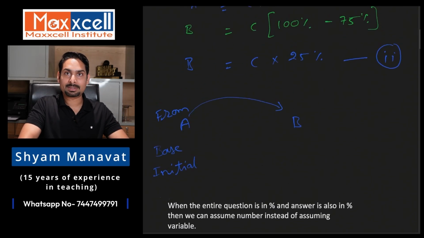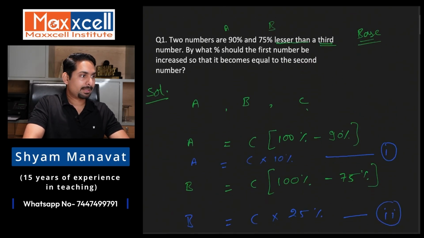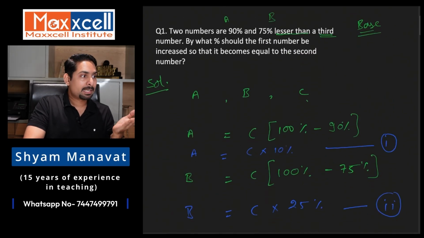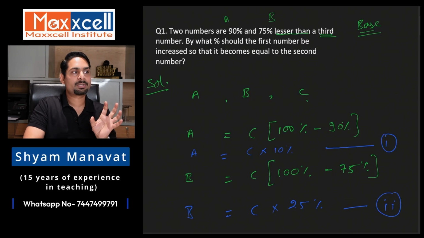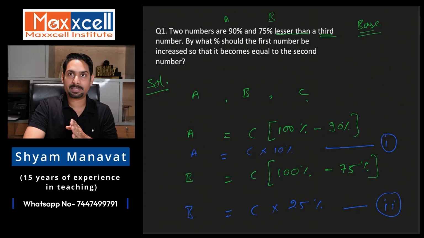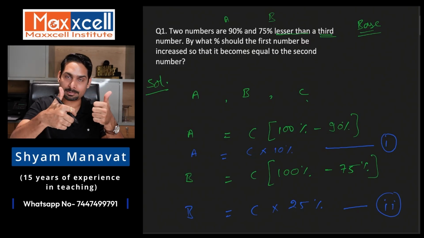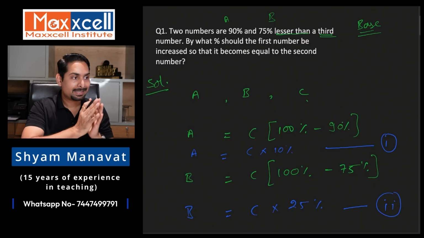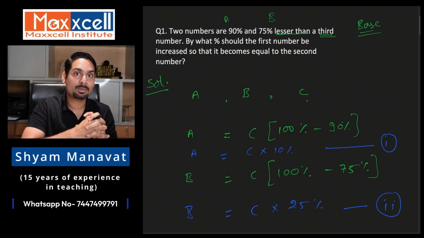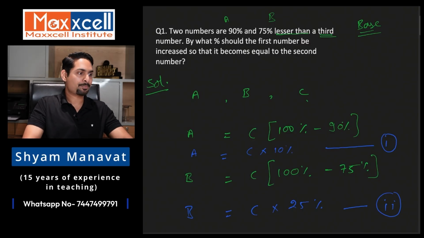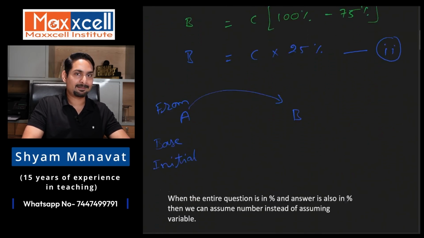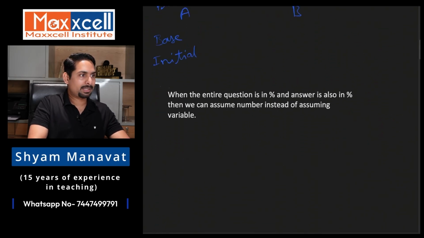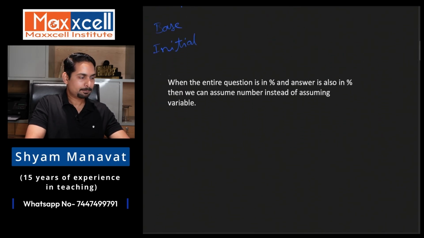Okay, let's see an example. Here we have an example. Two numbers are 90% and 75% less than the third number, and you need to find the answer also in terms of percentage, which says by what percent. So the question is in percent, and the answer is also in percentage. There is no number given in the question. In such a case, it will be easy for you to assume a number. Instead of assuming ABC, let's see how we can get it easier.